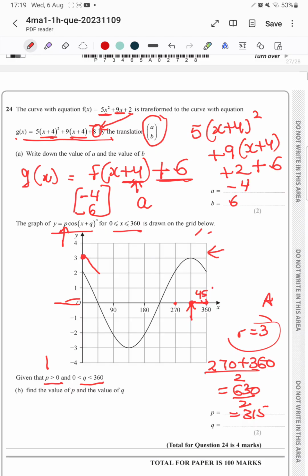And because it is moved towards the left direction, we will take it as 3 cos of (x plus 45 degrees). So this is the movement in the x direction. We are going in the left direction by 45 degrees. So this is the equation.